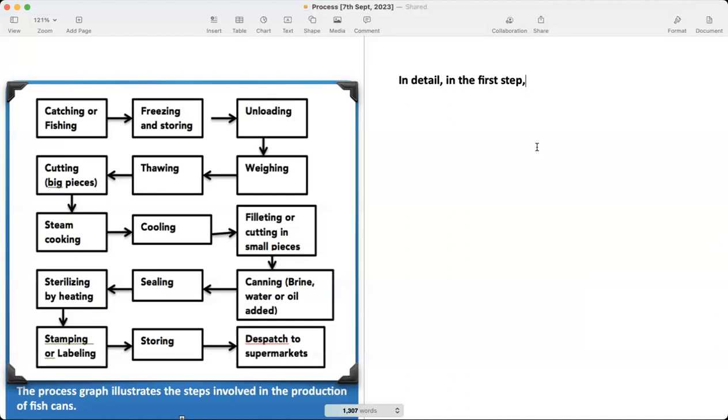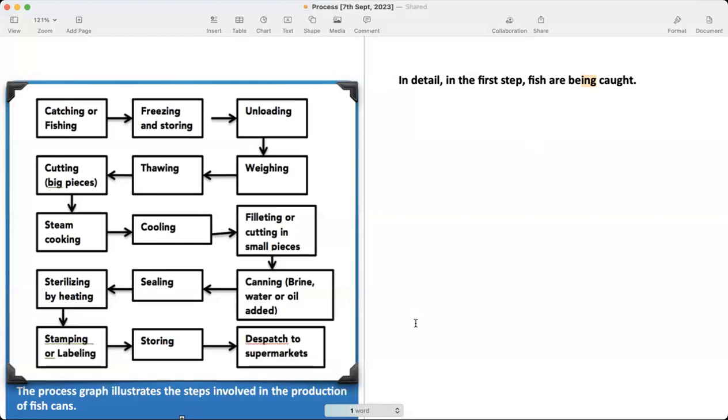Fish are being caught. Do you know the meaning of "fish are being caught"? What did you use here? ING. What does ING mean? When do we use ING? When we are doing something. Is something happening right now? Is it happening right now?